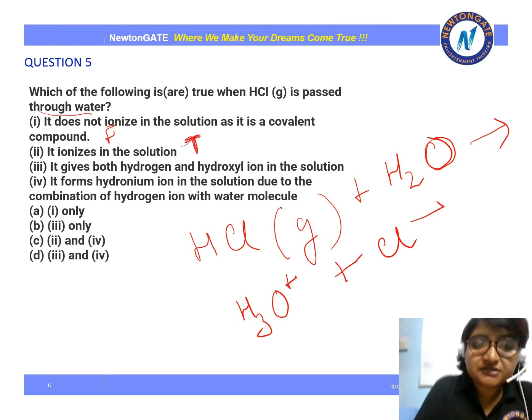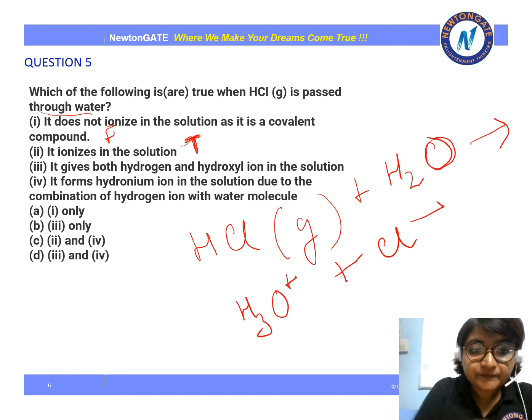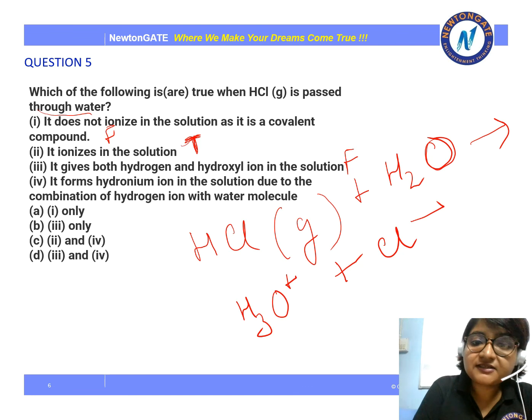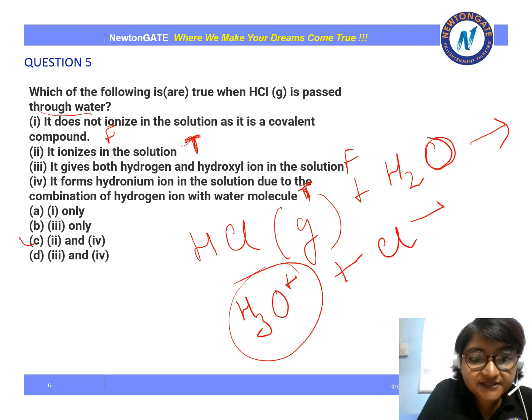It ionizes the solution. Third statement, it gives both hydrogen and hydroxyl ions in the solution. No, it will give hydronium ions and chloride ions. This is a false statement. Fourth statement, it forms hydronium ion in the solution due to the combination of hydrogen ion with water molecule. Yes, this is also a true statement, right? I just showed you this. They're forming the hydronium ions. This is hydronium ion. So options 2 and 4 are correct. Option C is the correct answer.